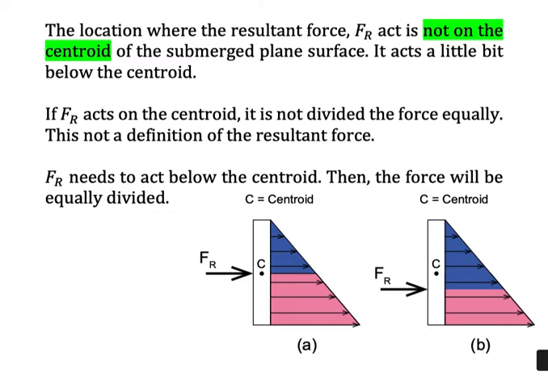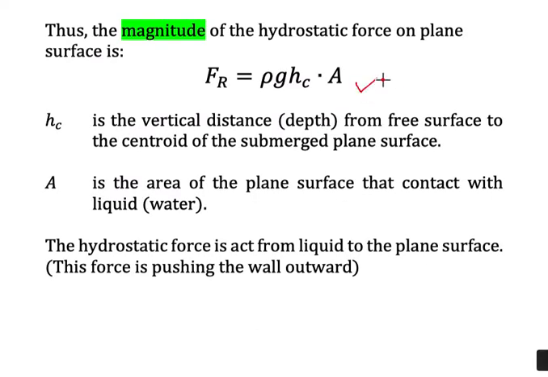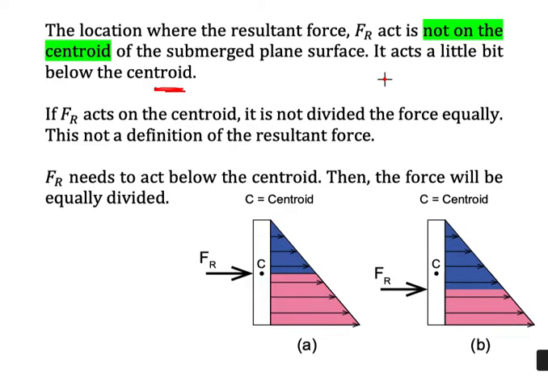The location where the resultant force Fr acts is not on the centroid of the submerged plane surface. It acts a little bit below the centroid. So please remember this fact. Previously we calculated the magnitude of the resultant force using this equation. Because force is a vector, we need to determine the magnitude and also the location. The location of Fr is a little bit below the centroid.